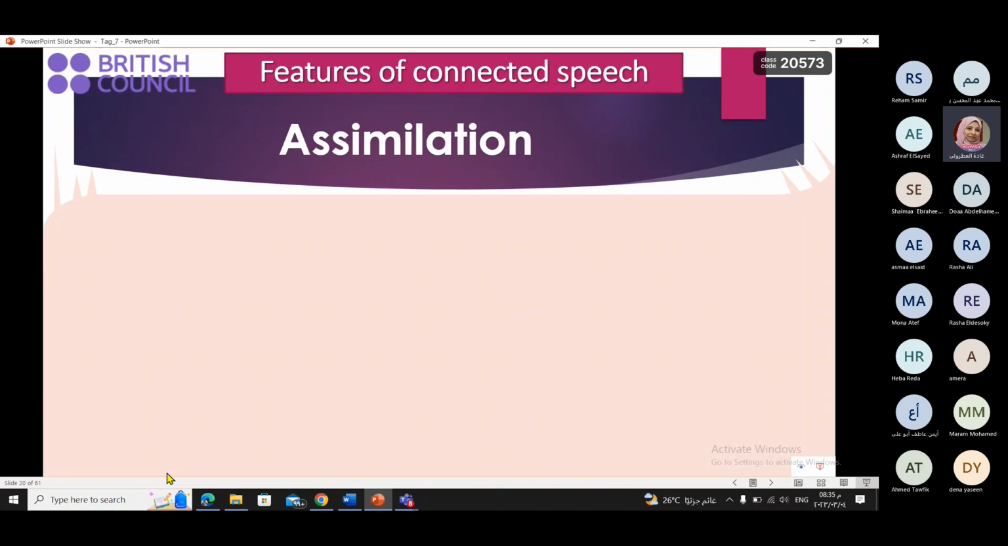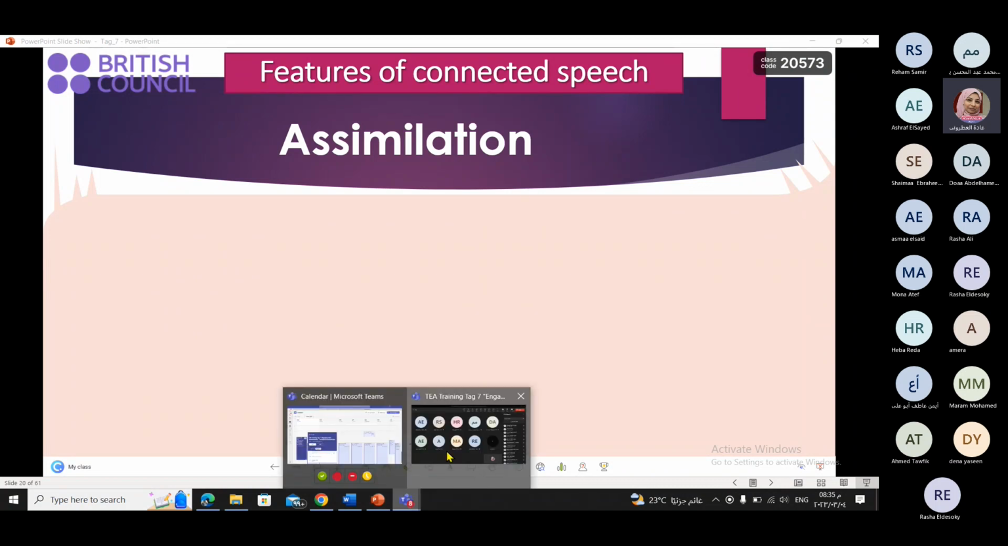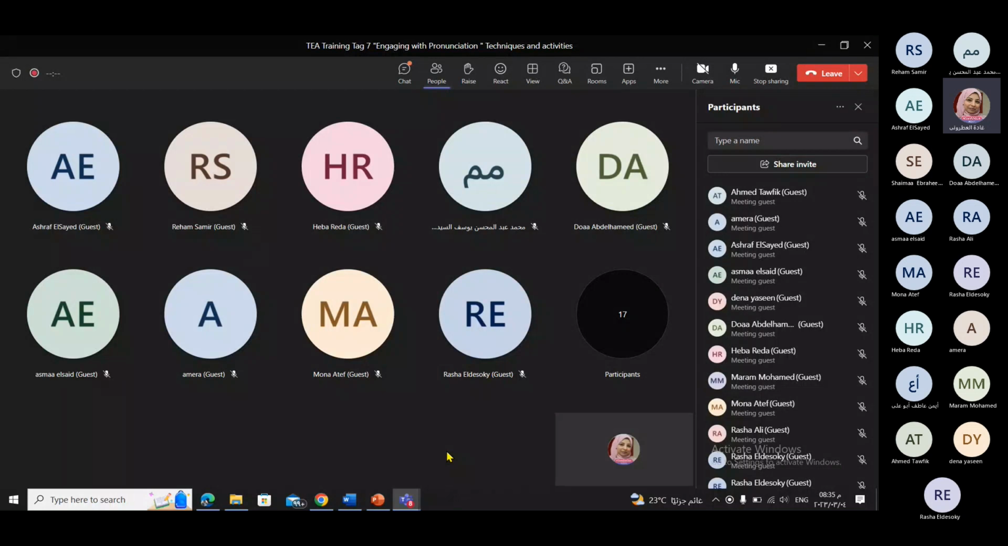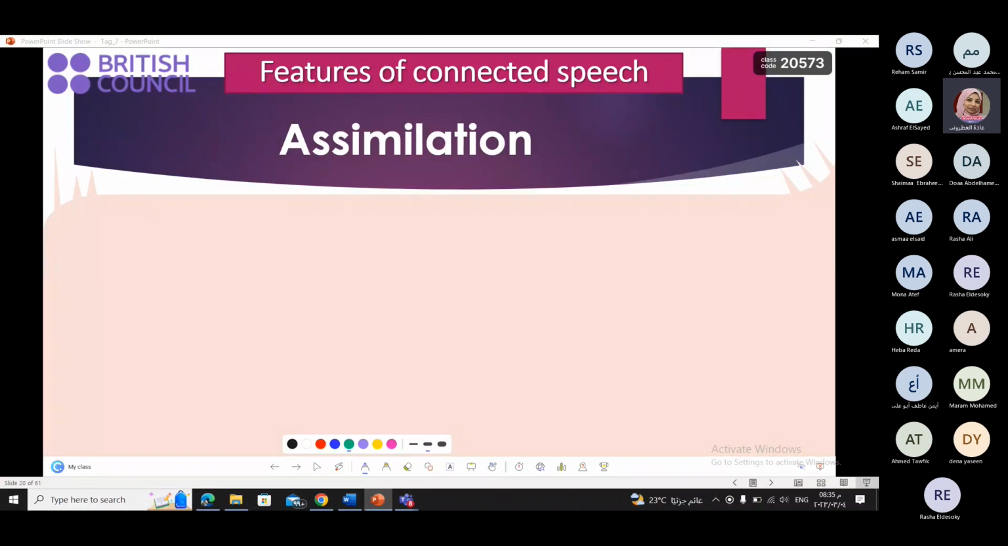Okay. Now let's move on to another feature of connected speech, which we call assimilation. Can anybody give me a definition of assimilation? I think we have discussed this term before in the previous sessions. What do we mean by assimilation? Can anybody answer me? Assimilation. What do we mean by assimilation?